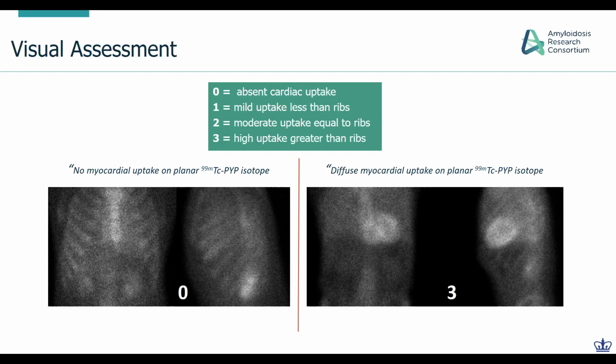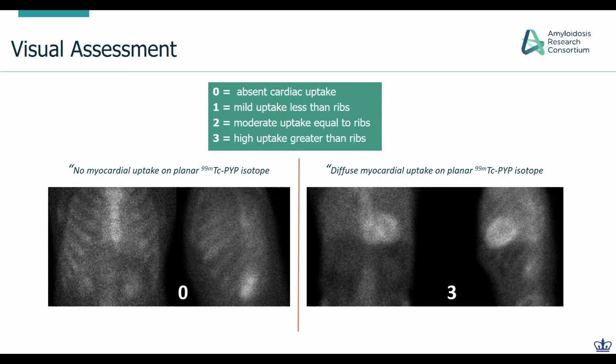Then what we do is we look at, in this image on the right, you can see there's a central clearing, and then there's myocardial uptake. So if you have a patient like that, and you can easily see the uptake in the LV and the RV, that patient is positive for TTR. The visual score is 3. So a visual score of 2 or greater is considered positive for TTR.